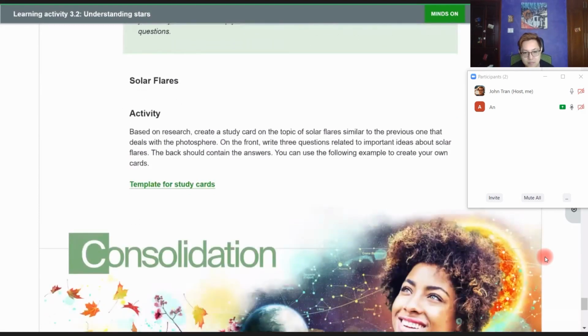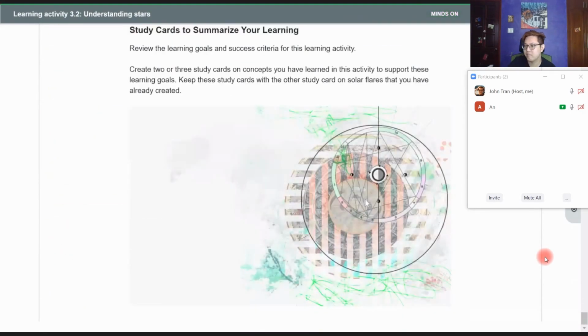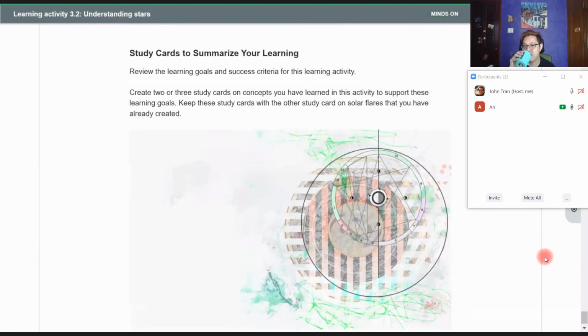Solar flare. Consolidation. Use study cards to summarize your learning.